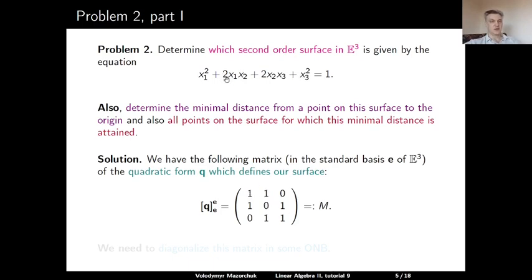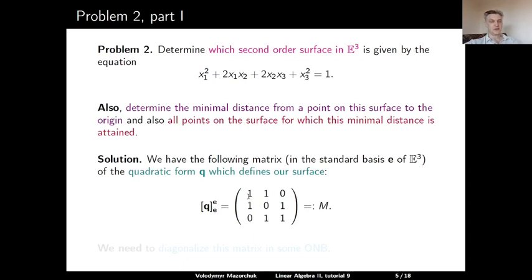Then we take 2, the coefficient at x1x2, divided by 2, we have 1, and write 1 in position 1,2 and 1 in position 2,1. The coefficient at x1x3 is 0, so we write 0 in position 1,3 and 0 in position 3,1. And finally, the coefficient at x2x3 is 2, so we write 1 in position 2,3 and 1 in position 3,2.